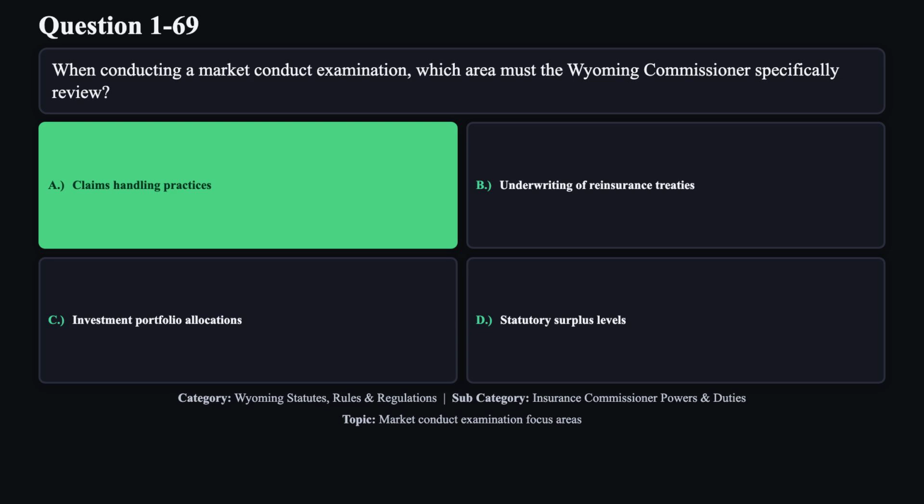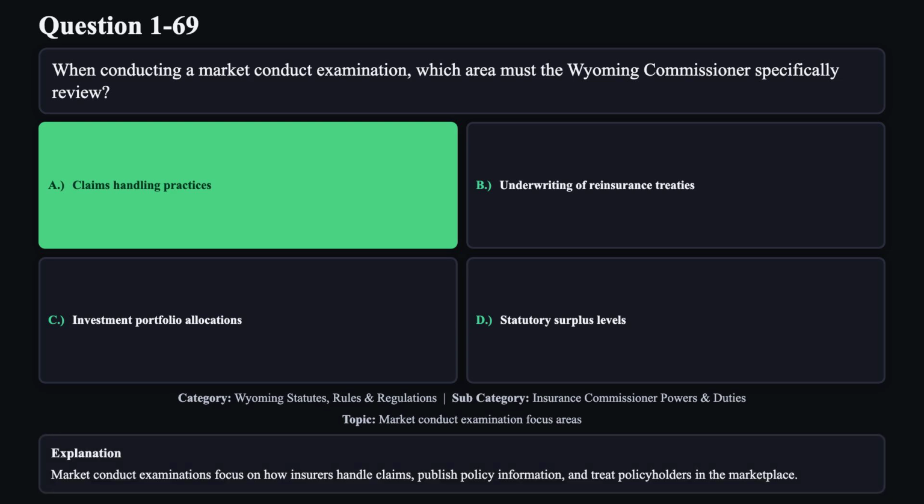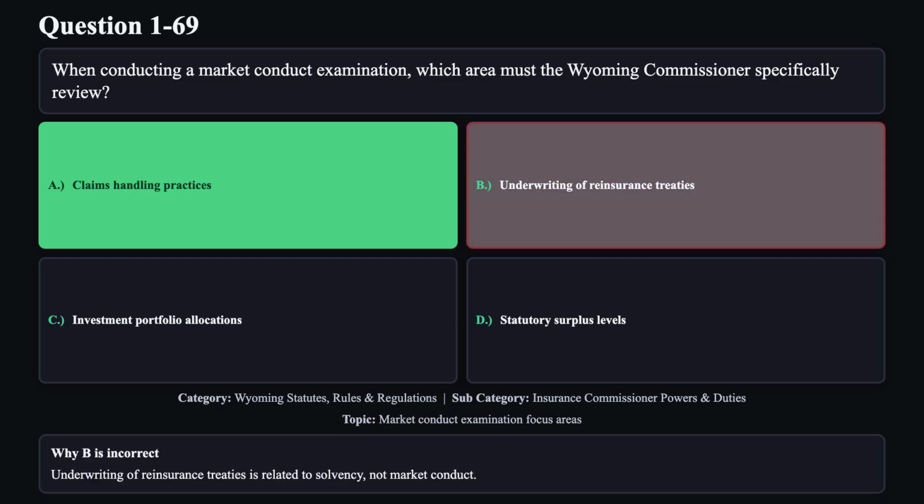The correct answer is A. Market conduct examinations focus on how insurers handle claims, publish policy information, and treat policyholders in the marketplace. Reason B is not correct. Underwriting of reinsurance treaties is related to solvency, not market conduct.